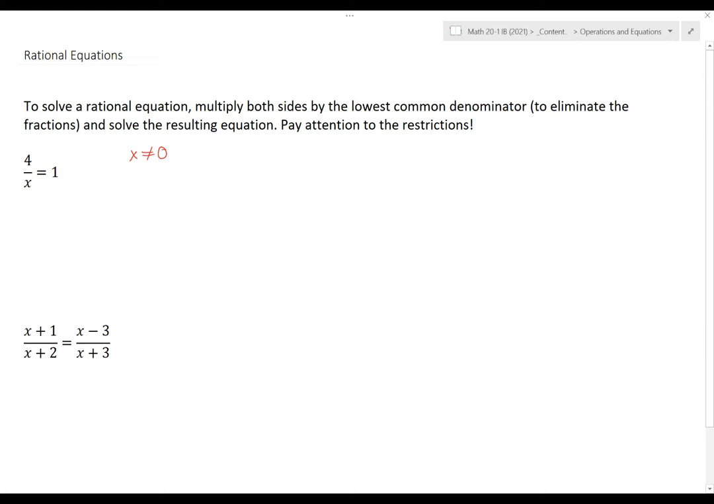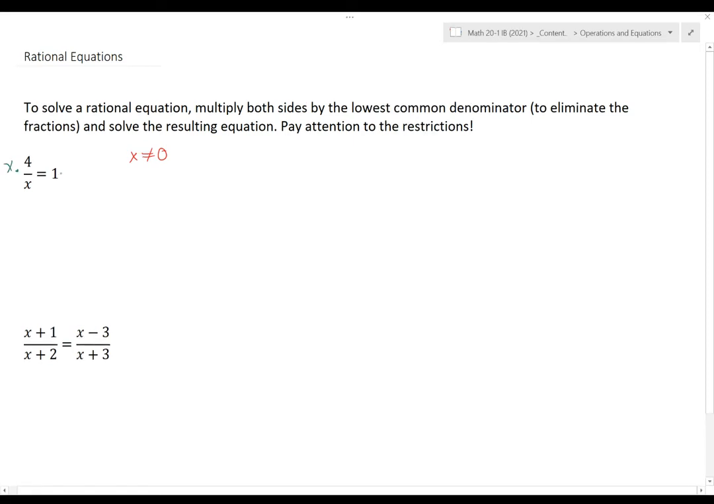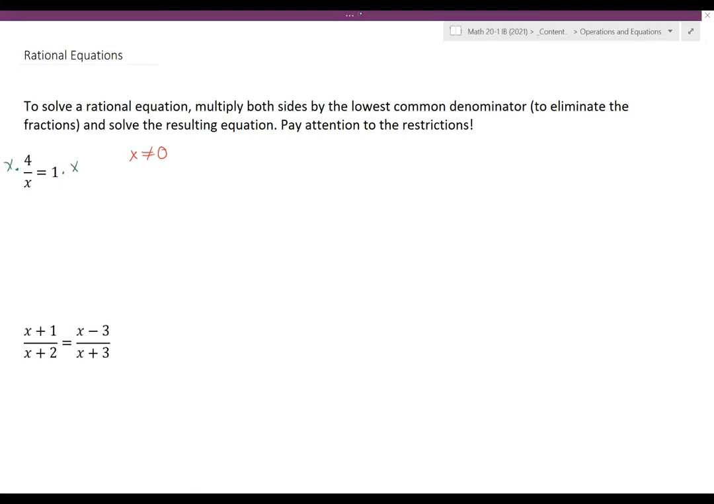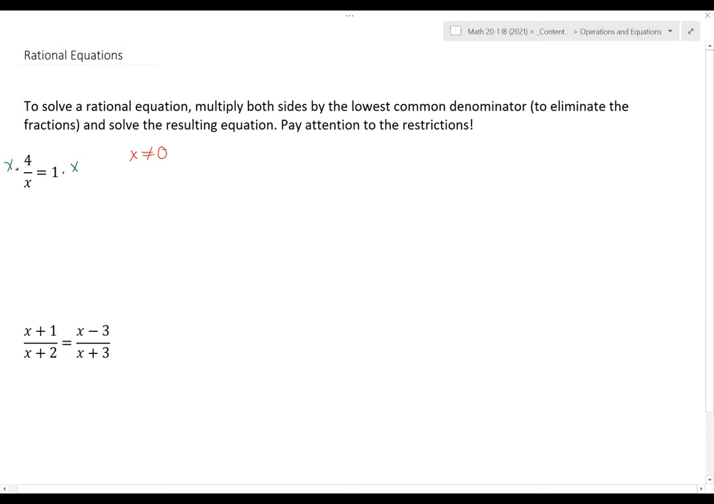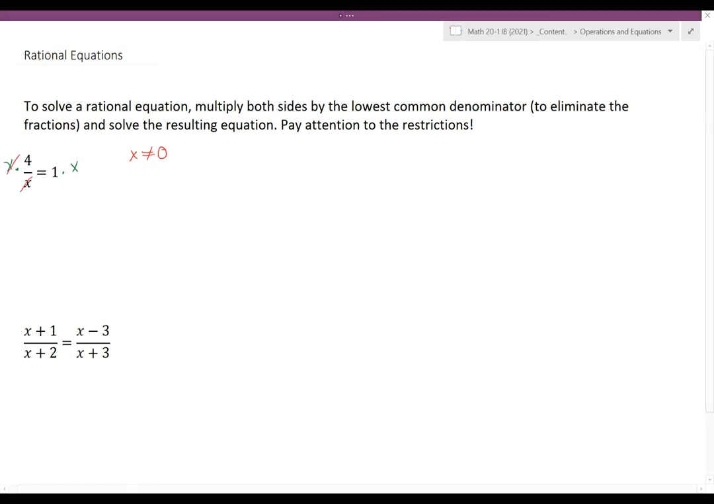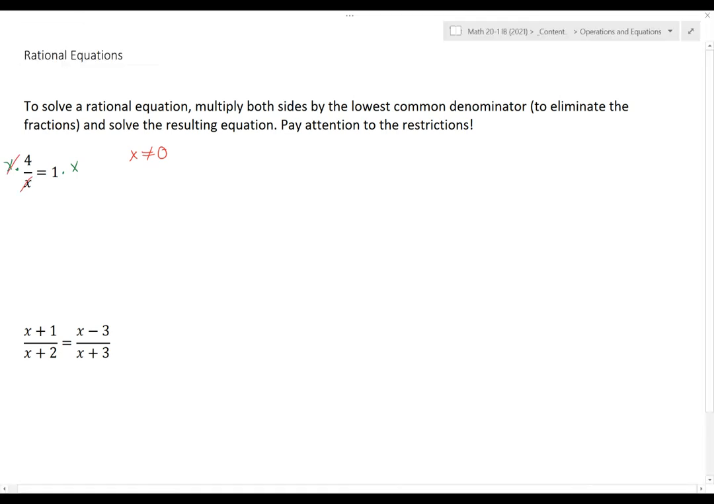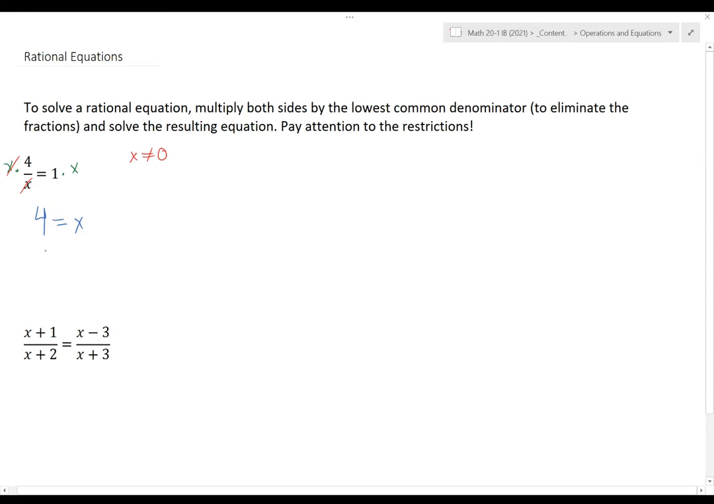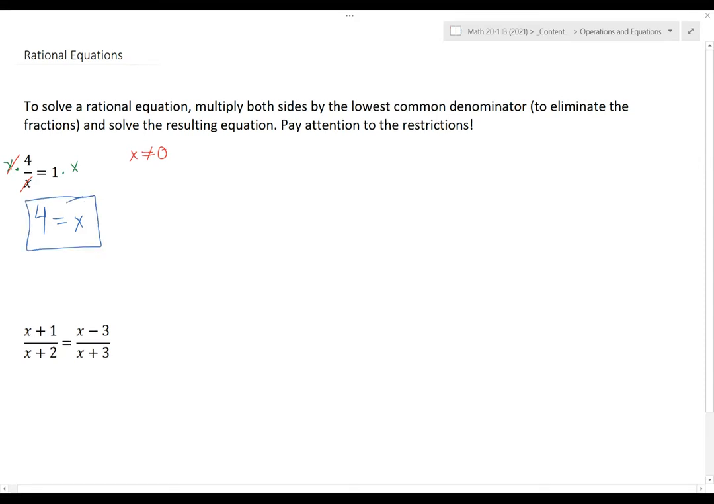I also don't really have to think too hard about the lowest common denominator here because there is only one denominator, x. So basically then I decide to multiply both sides of the equation by x, which will eliminate 4 over x times x, which is just 4 on the left-hand side. So I end up with 4 equals x. When I compare this with my non-permissible value of 0, there's no problem. So that is my solution.